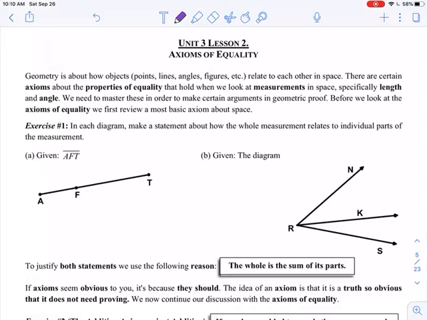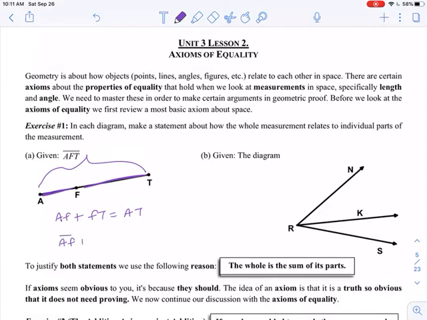Before we look at axioms of equality, we first review a most basic axiom about space. In each diagram, make a statement about how the whole measurement relates to individual parts. So we did a little bit about this in Unit 1 when we were measuring things. If I know that AFT is a line, so I'm just saying that this is a line right here, that makes A, F, and T collinear. So basically I can say AF, which is the left part of the line, plus FT, which is the right part of the line, equals AT, which is the whole entire line.